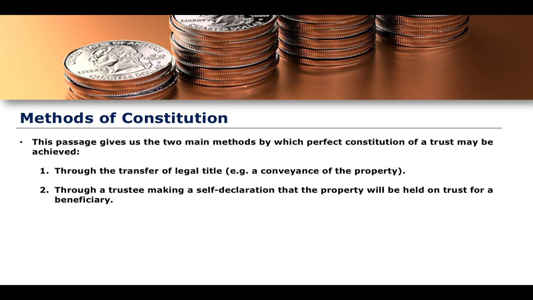Now, what we're going to do is explore in more detail the first of these in the next lesson, the transfer of legal title, the conveyance of the property. And then in the lesson after that, we will talk in more detail about what is required for there to be a self-declaration and for the property to be held on trust for the beneficiary, as declared by the settlor or the testator.